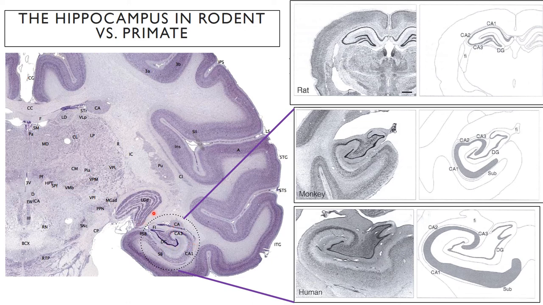Hey, and as an aside, you guys remember this? What is this? This is the lateral geniculate nucleus. See the different layers? Pretty cool. Right next to the hippocampus.